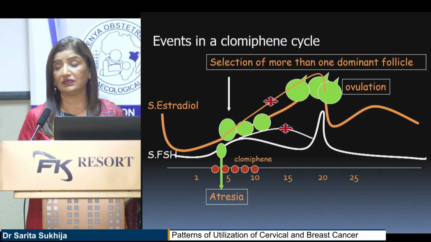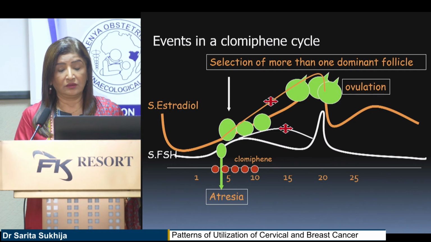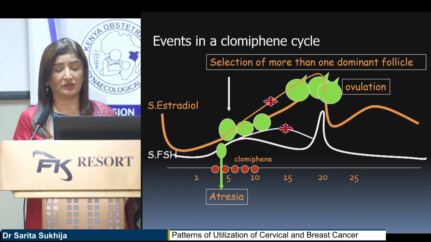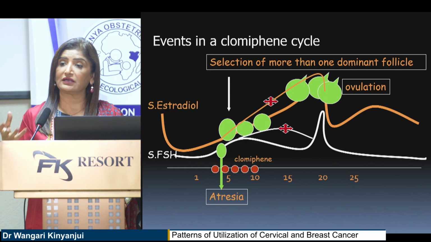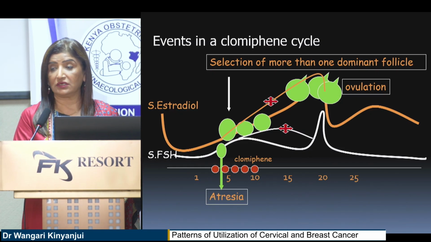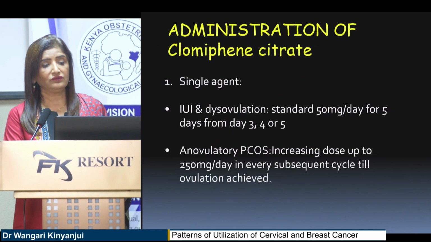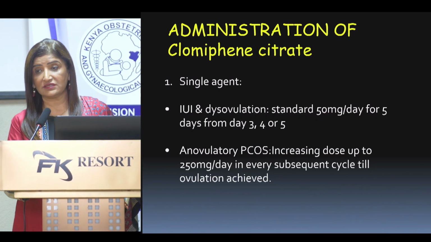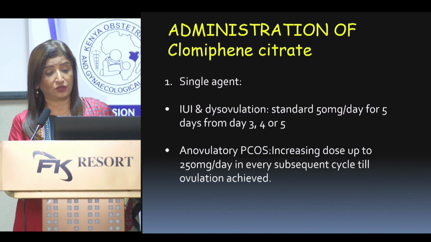So you can see here, this is what happens in a clomiphene cycle. Because the FSH levels are rising in spite of the dominant follicle being selected, there are more follicles which are selected, and that's why you have 3 or 4 follicles which ovulate when we give the clomiphene citrate. So you can give the clomiphene as a single agent, and you can increase the dose up to 250. Some of the resistant PCOS do not respond to even 200 or 250.